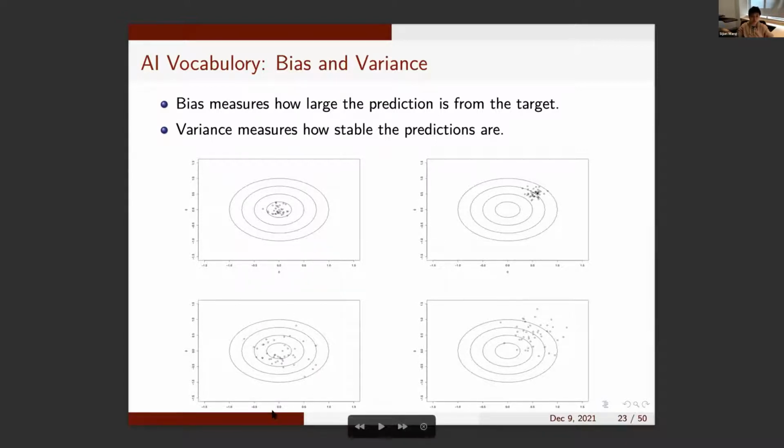So if you average these points, it's very close to the center. But the variance for this one is very large. And this is probably the worst case, having a large bias and also a large variance. So you can see both bias and variance are bad. So we want to actually reduce both of them.